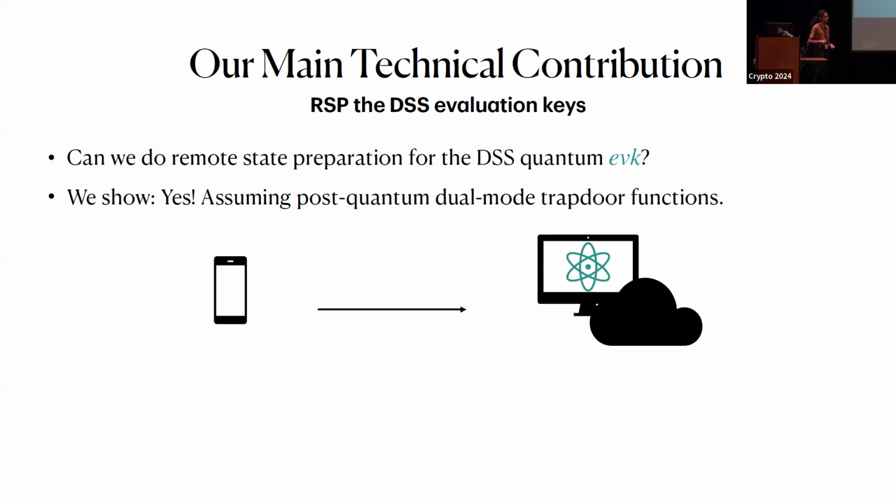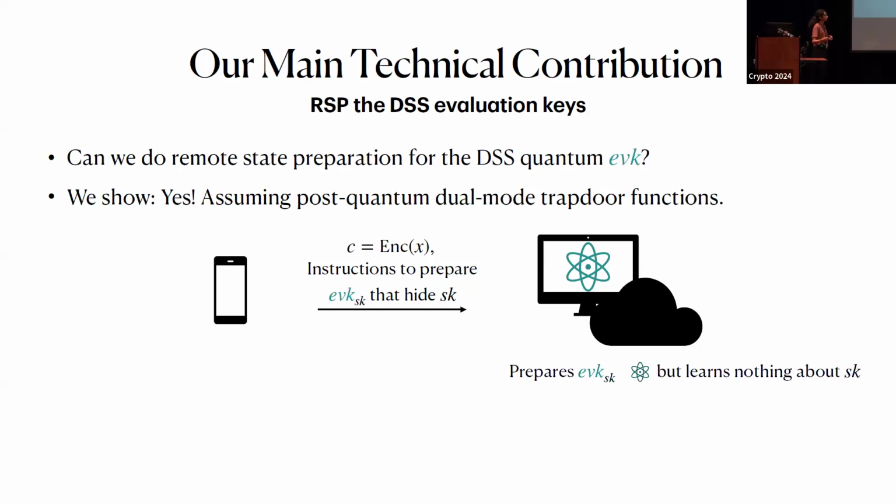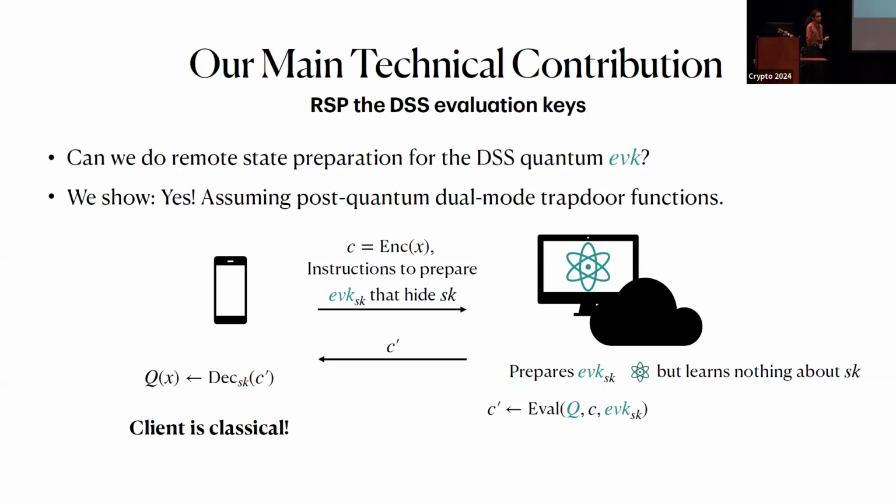So again, to reiterate our main idea, we take the DSS scheme, and instead of having the client prepare quantum evaluation keys to send to the server, it sends these classical instructions to the server that allow the server to prepare its own evaluation key. And crucially, these instructions don't reveal anything about the secret key. And so now the server can prepare its own evaluation key and run the DSS homomorphic evaluation. And now we have a classical client.